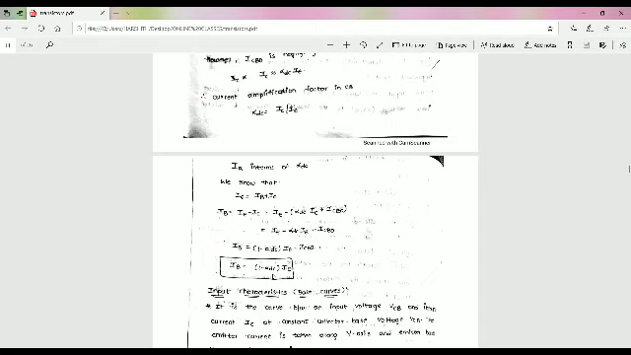So that is the common base configuration. And the next topic is common emitter configuration. In the next class we will see. Okay.